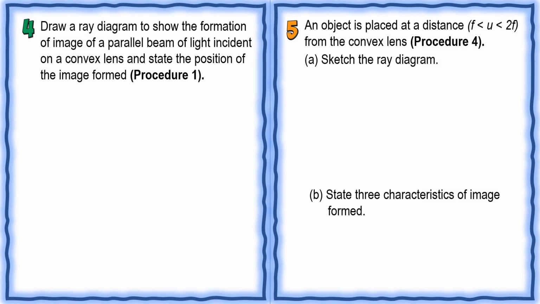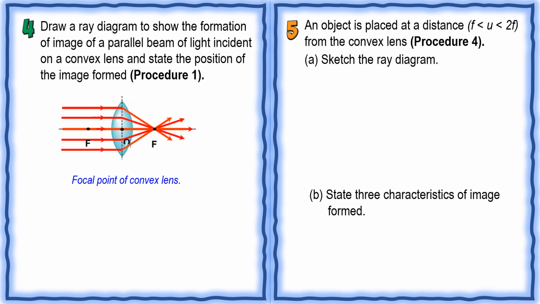Question number 4, you need to draw a ray diagram to show the formation of image of a parallel beam of light incident on the convex lens and state the position of the image formed. This is referring to procedure 1. So, for the parallel beam of light incident on the convex lens, the image will form at the focal point of the convex lens.